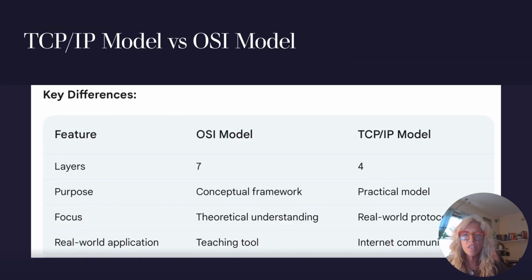So here are some key differences between these two models. While both models provide valuable insights into network communication, the OSI offers a theoretical foundation. The TCP/IP model reflects the practical implementation of network protocols. And the TCP/IP model has become the de facto standard for internet communication.